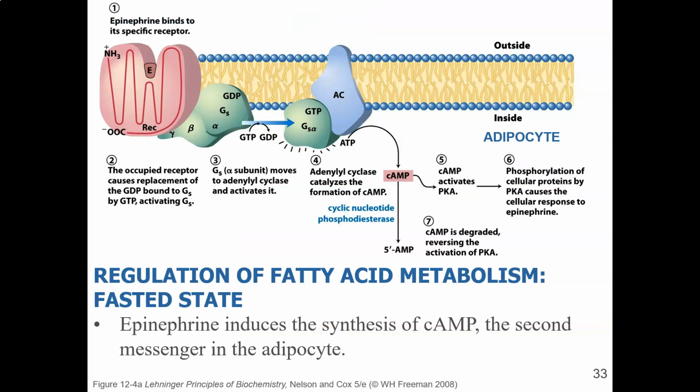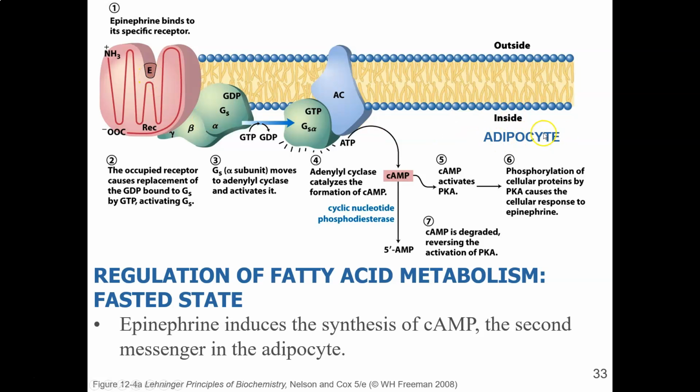So how this happens in the fasted state. Let's transition from the fed state to the fasted state. So now we're in the fasted state. We've eaten, and we have a store of fat in our fat tissue. So now what happens when we're either fasting or we're exercising? In the fasted state, we have the hormone epinephrine, shown here as an E.